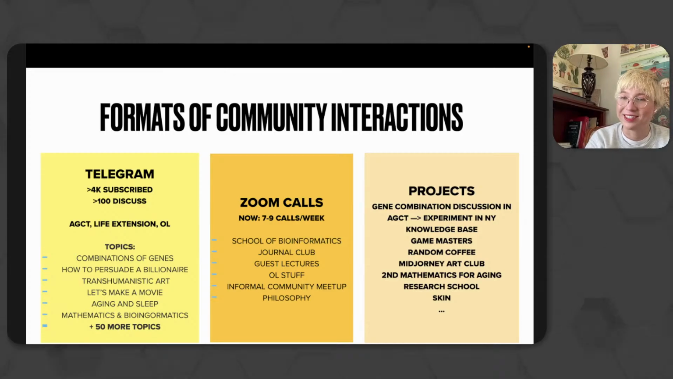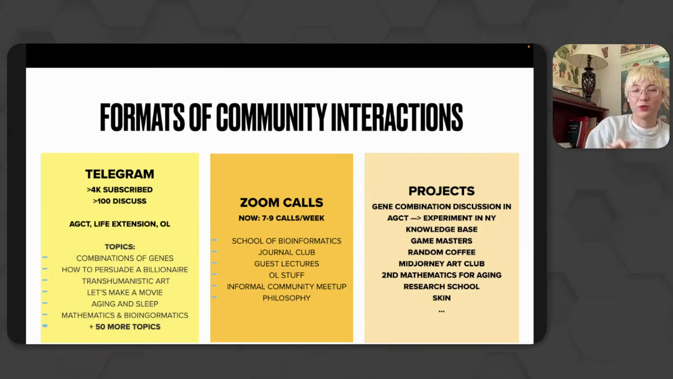But what we are mostly proud of is that people not only talk there, which has been happening for many years in the life extension community, they actually start and do something together. So they are working on gene combinations. We have a number of scientists in the field, mathematicians, people trying to come up with a solution: how do we select the best combination of genes? Our conversation in the AGCT forum has led to, hopefully, an actual experiment in New York. But this is where it all started, and then we proceeded, thinking about the details of the experiment.